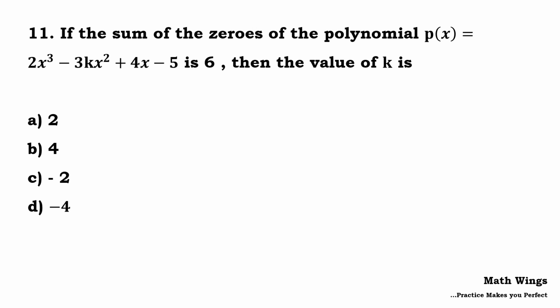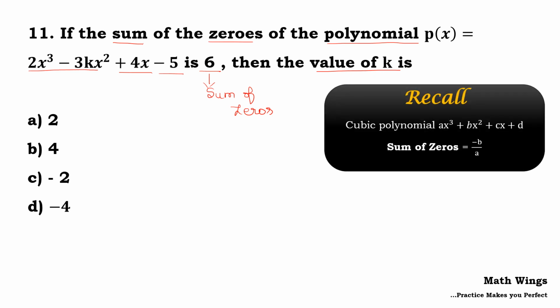They have given that the sum of zeros of the cubic polynomial p of x, 2x cubed minus 3k x squared plus 4x minus 5, is 6. So what you have to find here? We have to find the value of k. So let us recall what is sum of zeros for a cubic polynomial. For a cubic polynomial, sum of zeros is given by minus b by a.